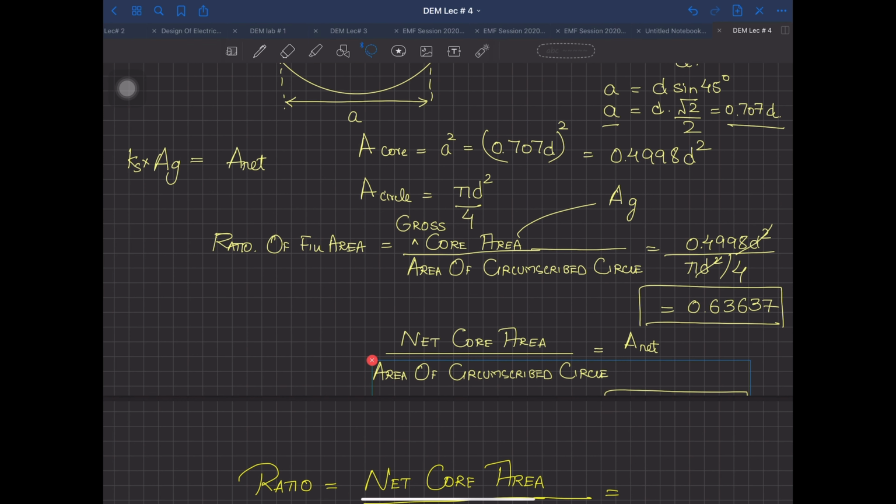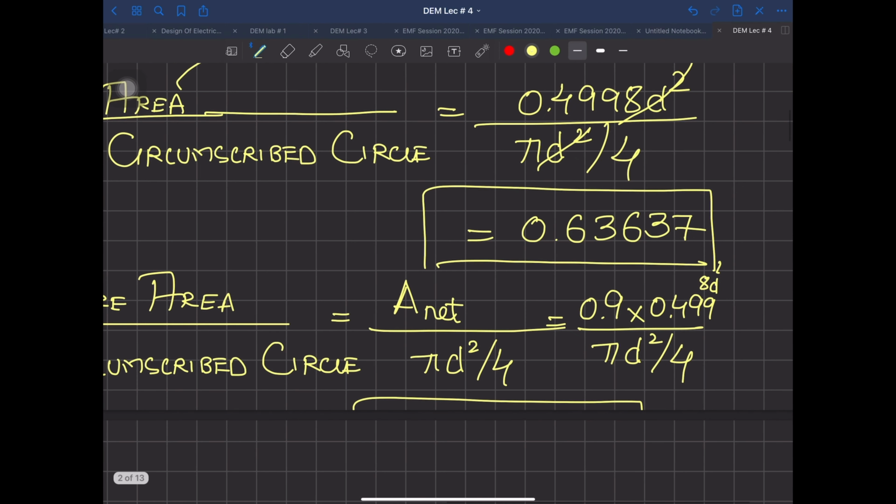Okay, so not that good, but still, anyway. So this is equal to A net divided by, again, this is pi d square by 4. Now this time they have taken 0.9 into 0.4998 d square, and here in the denominator you have pi d square by 4. Sorry for the space over here.